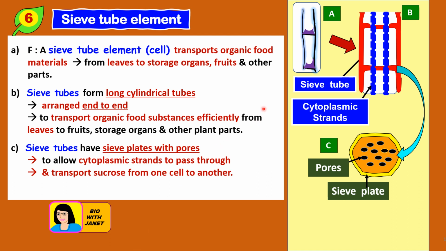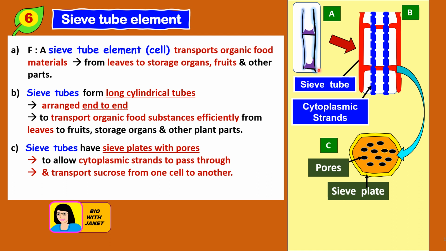So let's go on to the final cell, the sieve tube element. Sieve tube element cells transport organic food materials from leaves to storage organs, fruits, and other parts. Okay, so sieve tubes are long cylindrical tubes like this, and they are also joined end to end like the xylem vessels, to transport organic food substances efficiently from leaves to roots, fruits, storage organs, and other plant parts.